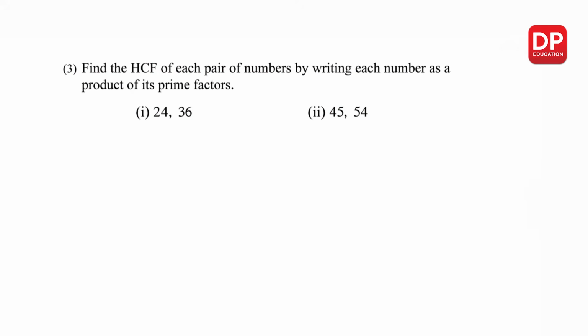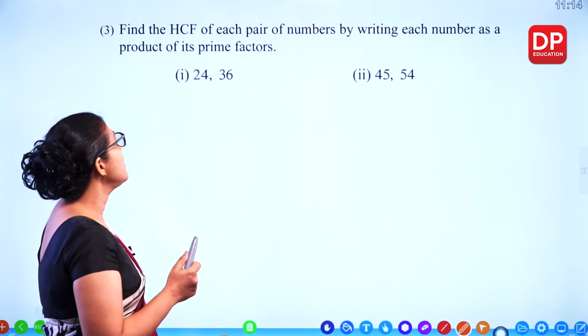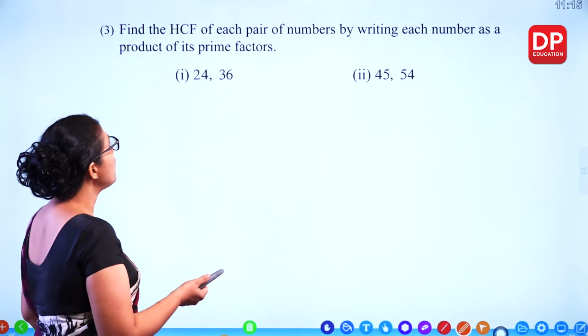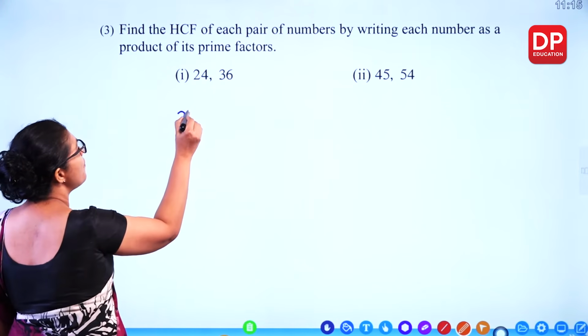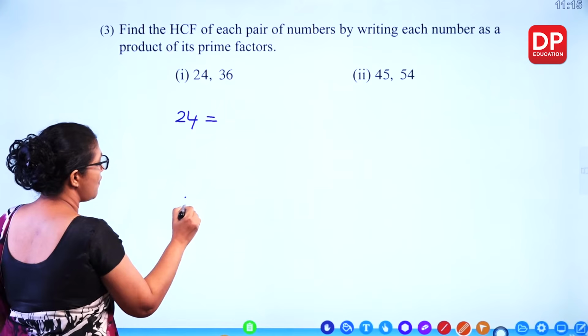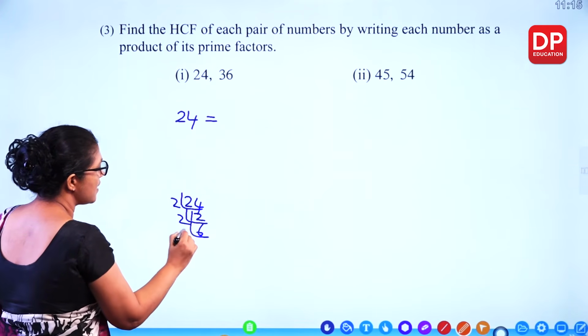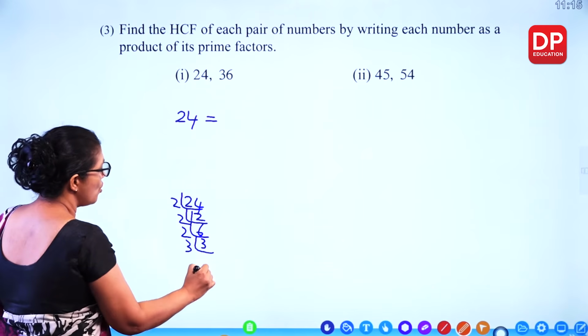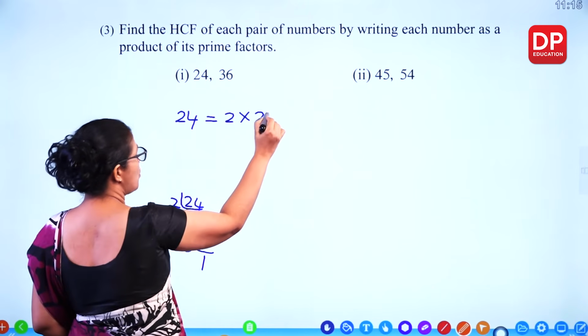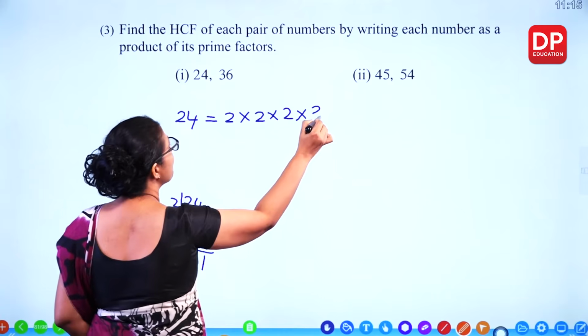Look at question number 3. Find the highest common factor of each pair of numbers by writing each number as a product of its prime factors. So this is the easiest way to find out the highest common factor. So 24, you divide and see. You get 2 times 6. Again divide by 2. So you can write 2 times 2 times 2 times 3.